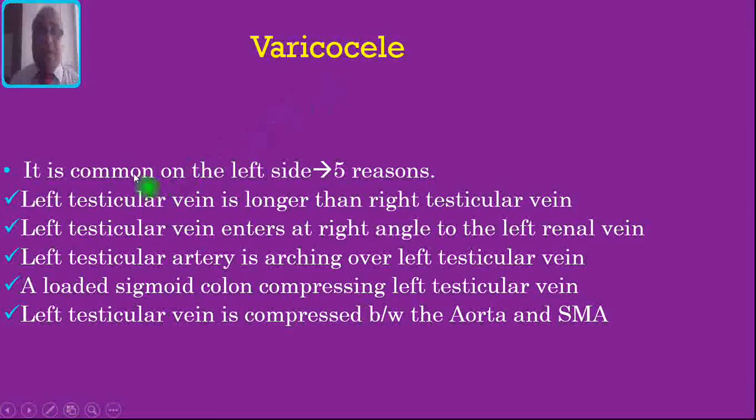Varicocele is common on the left side for the following reasons. Because the left testicular vein is longer than the right testicular vein. The left testicular vein enters at a right angle to the left renal vein, and the left testicular vein may be compressed either by the left testicular artery or by a loaded sigmoid colon, or it may be compressed in between the aorta and superior mesenteric artery. This is called nutcracker syndrome.